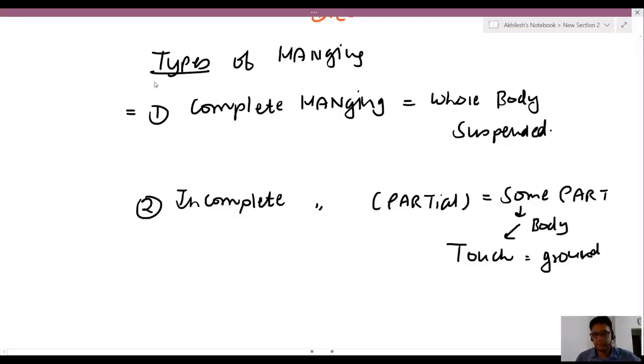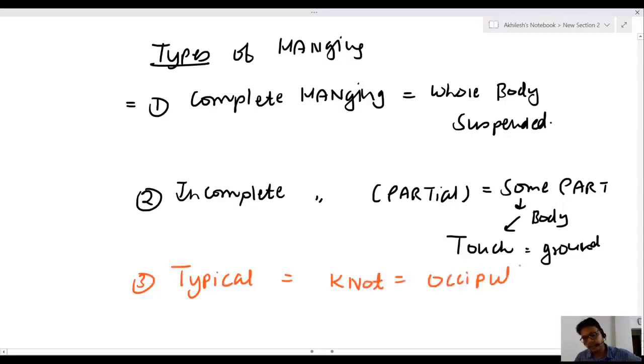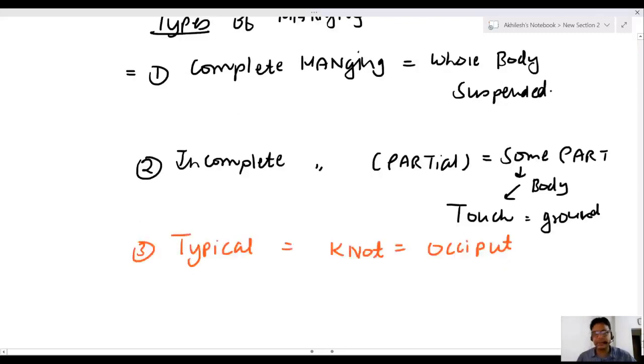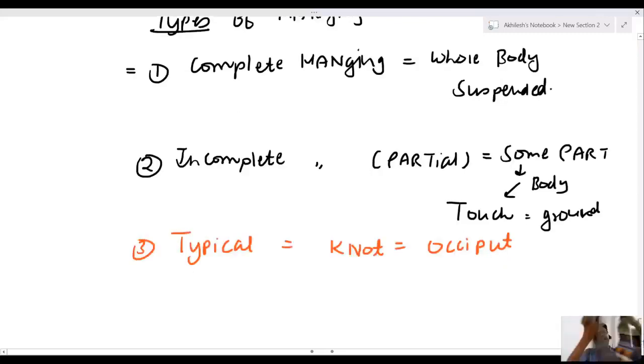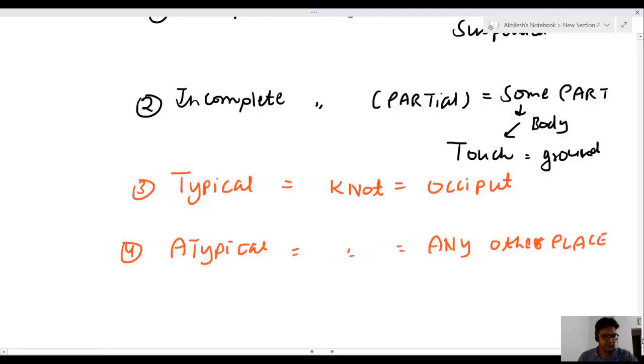Now, sir, the third is typical hanging. If the knot is present at the occiput, this is a typical hanging. The knot is this one, present at the occiput. Not at any other place. If it is at any other place, this is an atypical hanging.